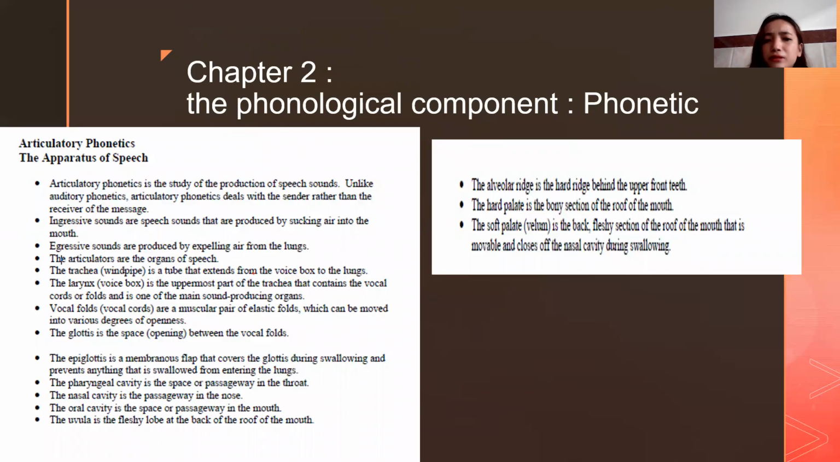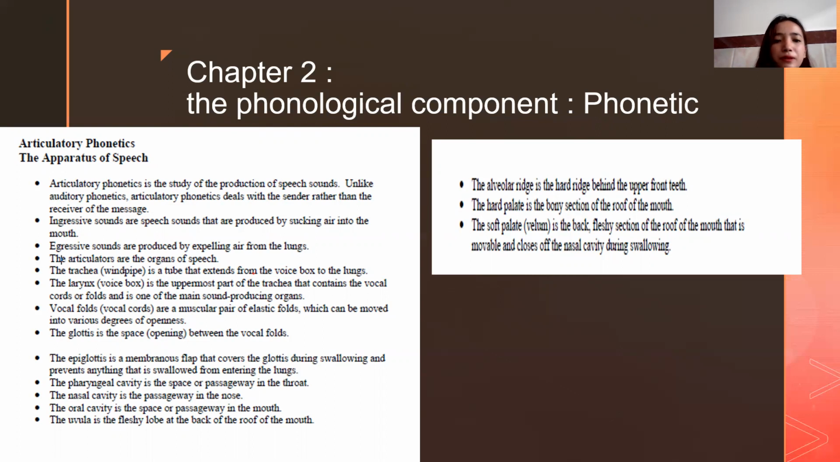Let's talk about chapter 2, the phonological component, or phonetics. Articulatory phonetics, or the apparatus of speech. Articulatory phonetics is the study of the production of speech sounds. Unlike auditory phonetics, articulatory phonetics deals with the sender rather than the receiver of the message.